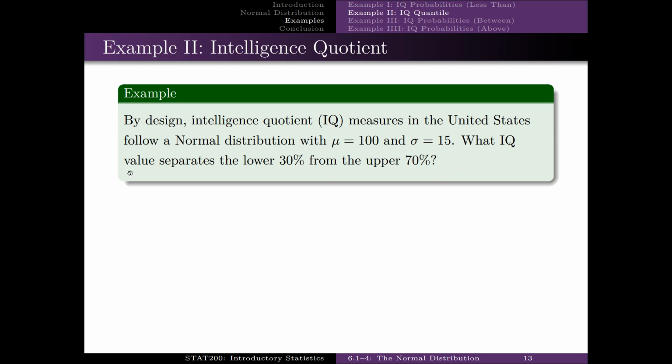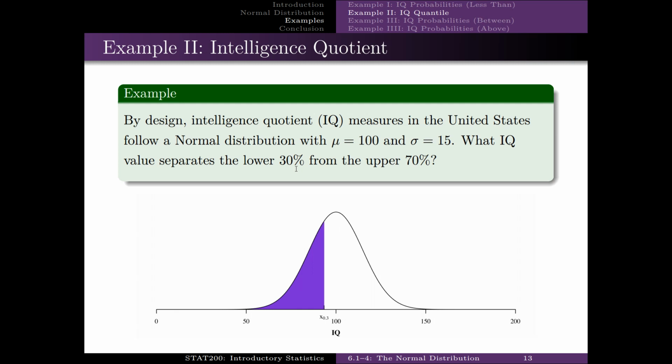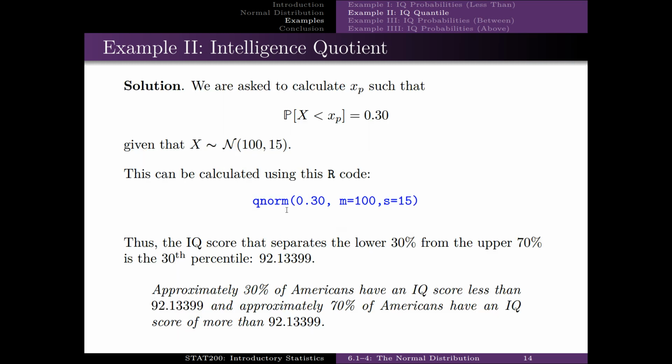What IQ value separates the lower 30% from the upper 70%? So we're looking for an IQ value. That tells me I'm going to be using a quantile. I'm looking for the 30th quantile, or the 30th percentile. So I'm looking for this value here, such that 30% is in purple. Q for quantile, we're looking at the 30th percentile, so it's 0.3 here. Then we specify the mean and standard deviation.